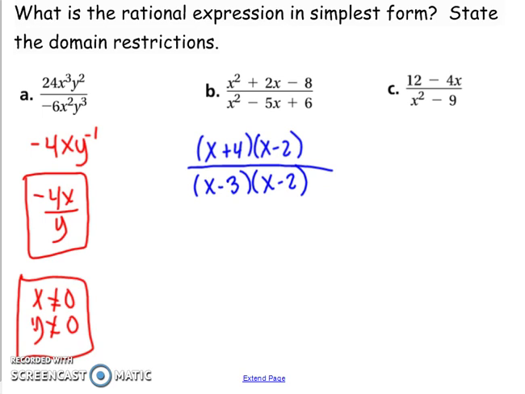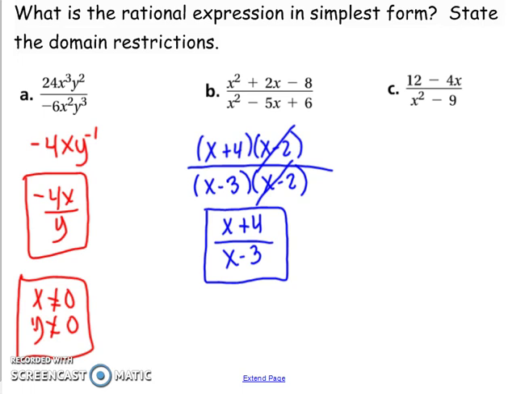So now that we have them factored, we're going to cancel out the like terms. So as long as they have the same terms in the top and the bottom, you can cancel them out. You cannot cancel things that are next to each other. So x minus 2 and x minus 2 are the same, so they're gone. So we're left with just x plus 4 over x minus 3. So that is our simplest form.